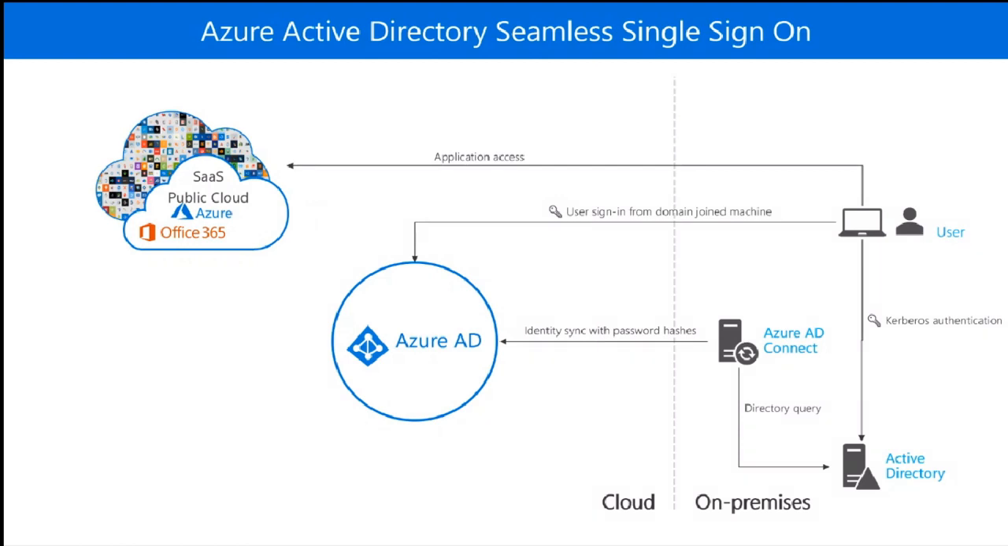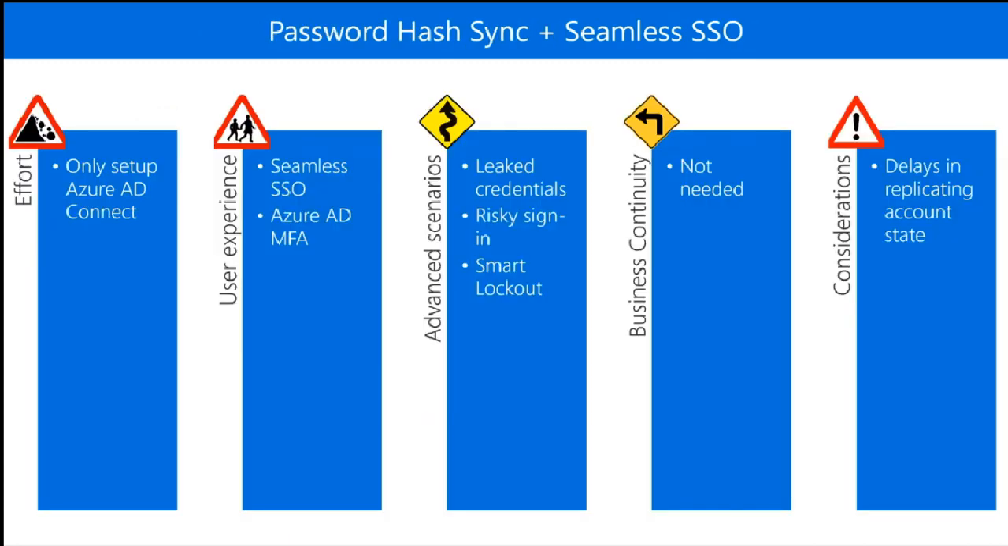So again, seamless single sign-on. The example that I've got on the screen, you see the user there. Kerberos authentication to on-prem AD, leveraging Azure Active Directory Connect to make sure those identities are synchronized with Azure AD. So when a user signs in from a domain join machine, Azure Active Directory validates that information and then passes that application around to these applications, whether it's a SaaS app, something running in Azure Office 365, all without me having to retype in my password.